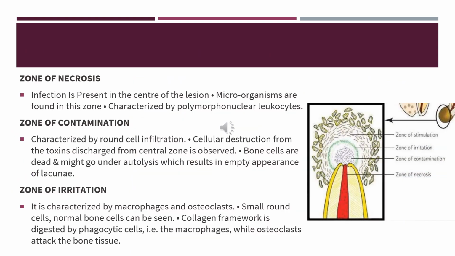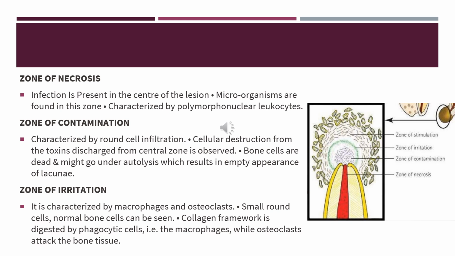Necrosis is present in the center of the lesion, which consists of microorganisms, mainly polymorphonuclear leukocytes. The second zone, which is zone of contamination, is characterized by round cell infiltration. It causes cellular destruction from the toxins discharged from the central zone, and bone cells are dead and might go under autolysis, which results in empty appearance of lacunae.